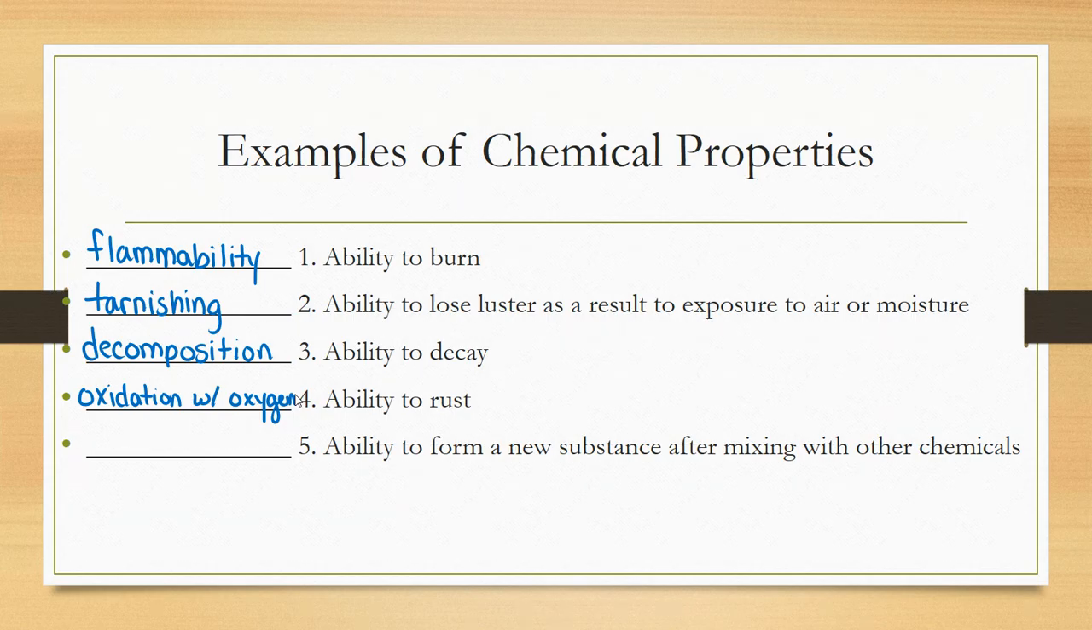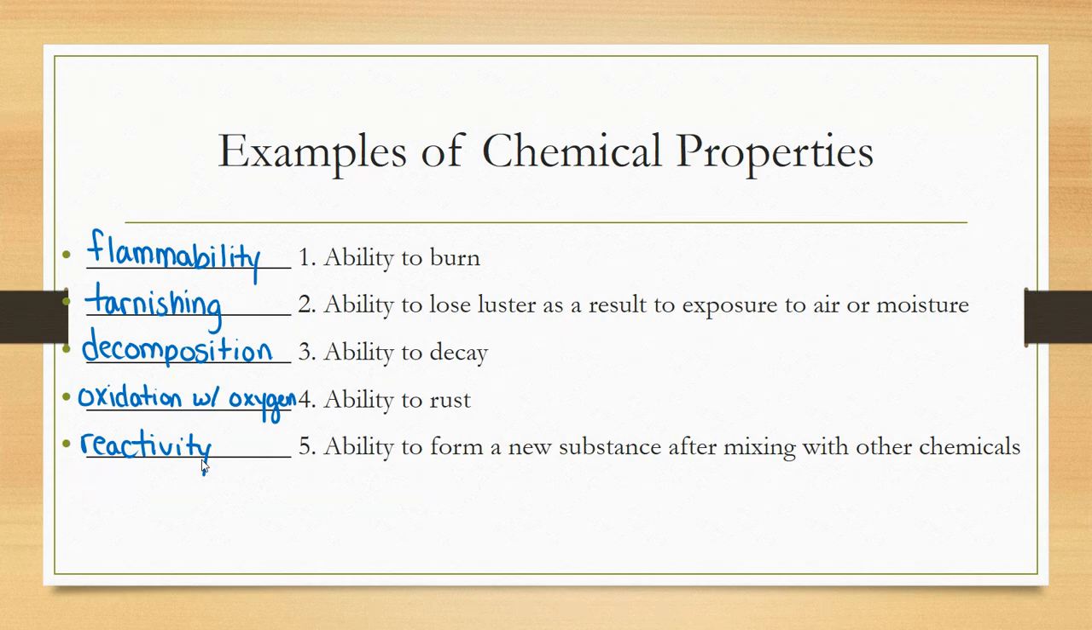And then the ability to form a new substance after mixing with other chemicals, that's reactivity. So sodium, if you put it in water, it's going to go boom. It's very reactive with water. And so that is describing that it's very reactive. Now, on the same token, you could say if you put aluminum in water, that it is non-reactive. That is still describing a chemical property.